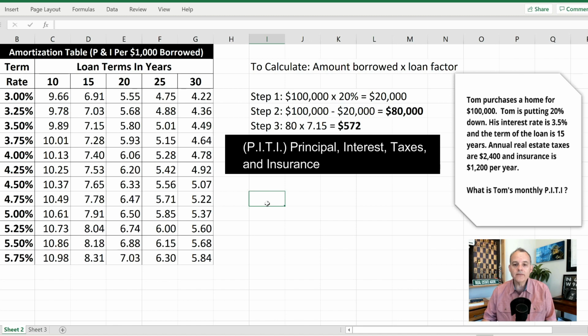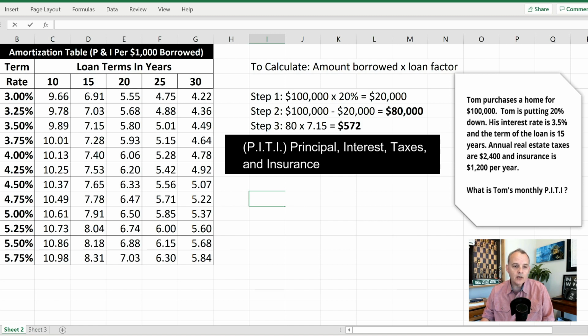So for example, if it was $1,100,000, we would use 1,100. All right, so we take all the numbers in front of that last comma. But in this case, Tom is borrowing $80,000. So we're going to take 80, which is the number in front of the last comma, and we're going to multiply it by 7.15.